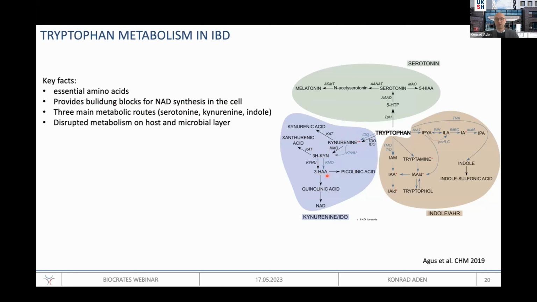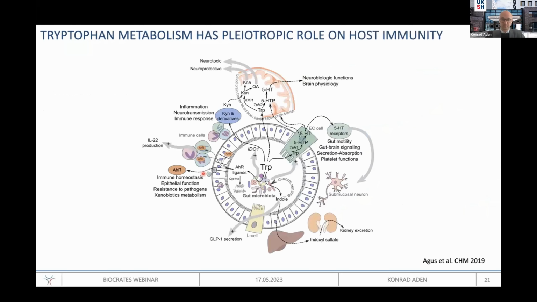And in addition to the kynurenine pathway, there are two other degradation pathways present, which is on the one hand, the degradation along the serotonin pathway and also the degradation, which is mostly conducted in the microbiota into the indole pathway.